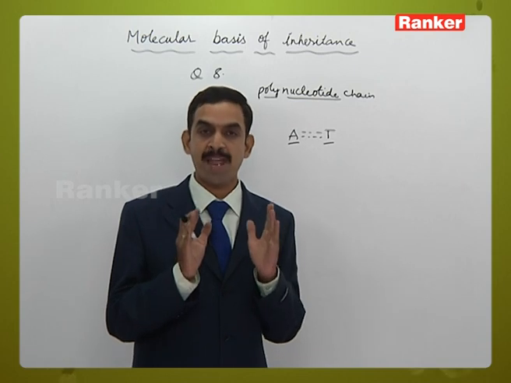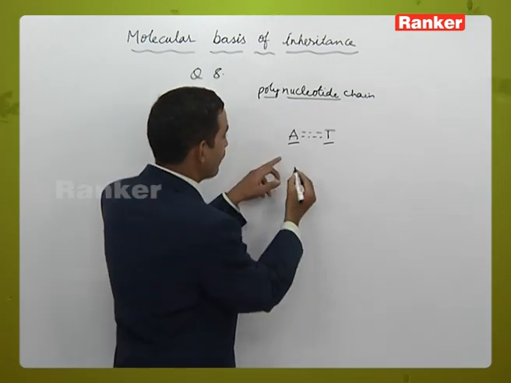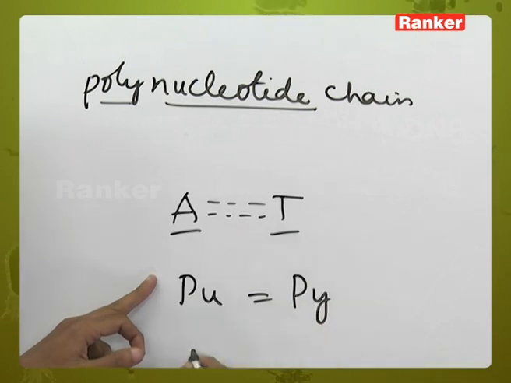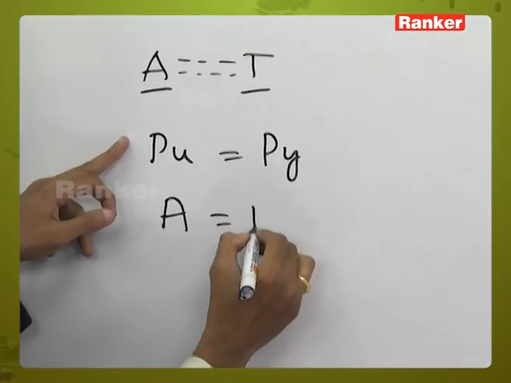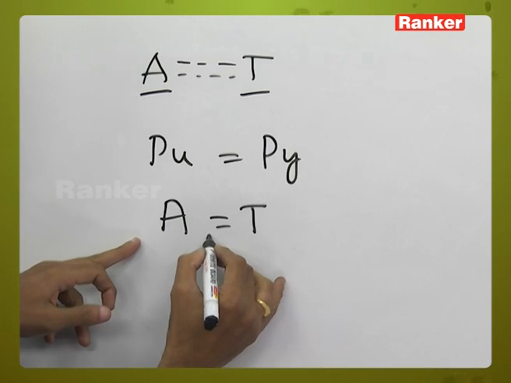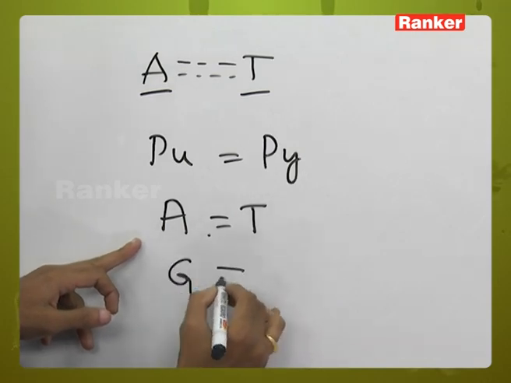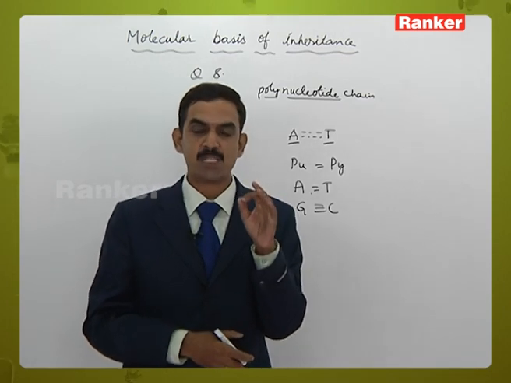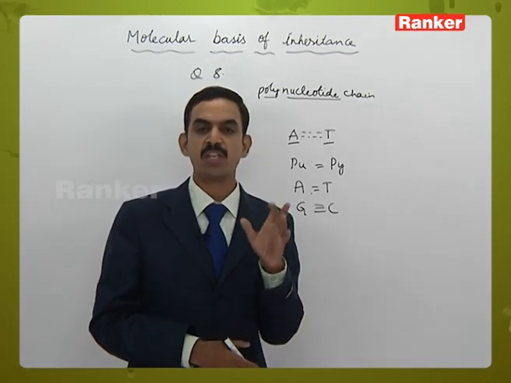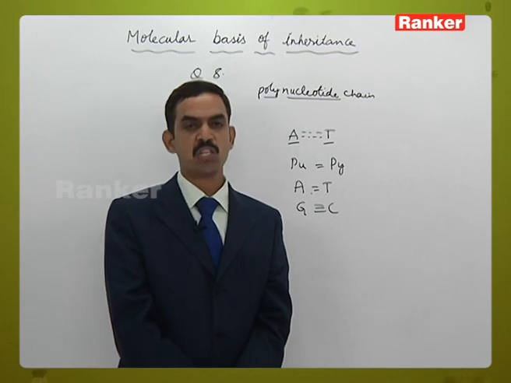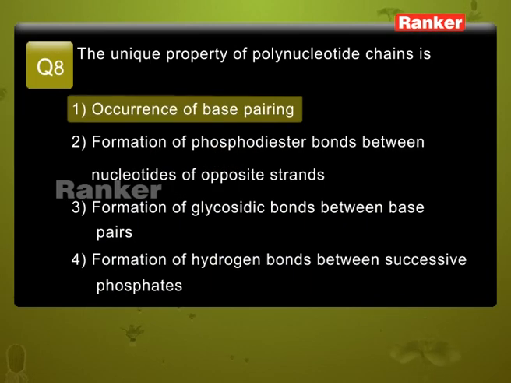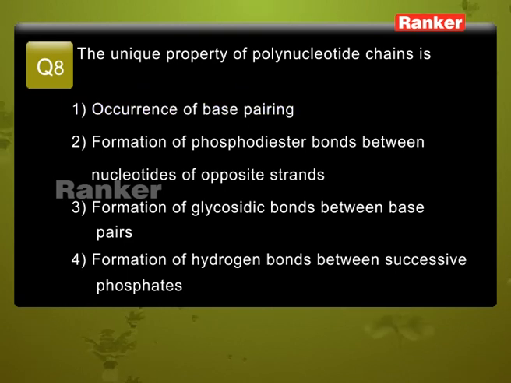So, occurrence of base pairing: already we said that the purines are pairing with the pyrimidines, that is adenine is pairing with thymine with 2 hydrogen bonds, whereas guanine is pairing with cytosine with 3 hydrogen bonds. That occurrence of base pairing is one of the unique features of the polynucleotide strand called a DNA molecule. So question number 8, the correct answer is 1.